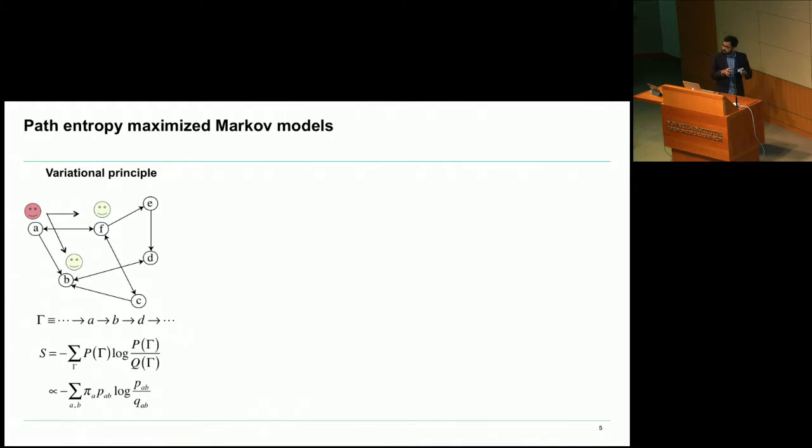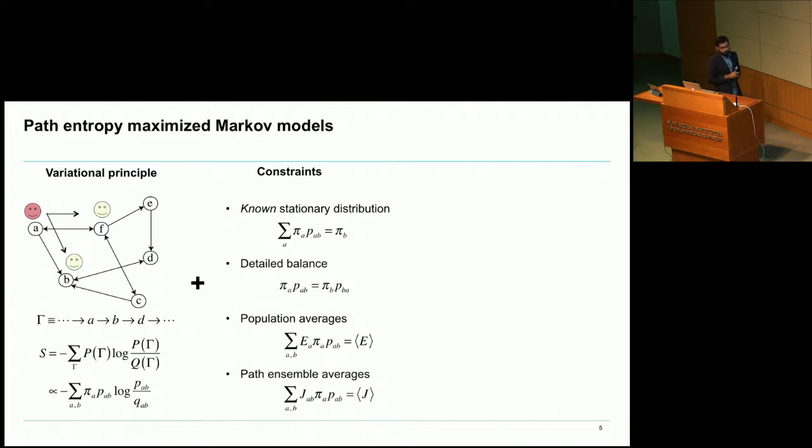And the idea would be to take this entropy functional, add some constraints, I'll talk about the constraints in a second, and then maximize the entropy to find the transition probabilities. So the constraints could be of various forms depending on the kind of problem that you're interested in.